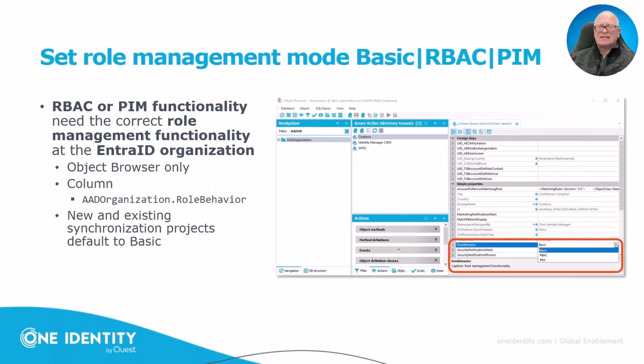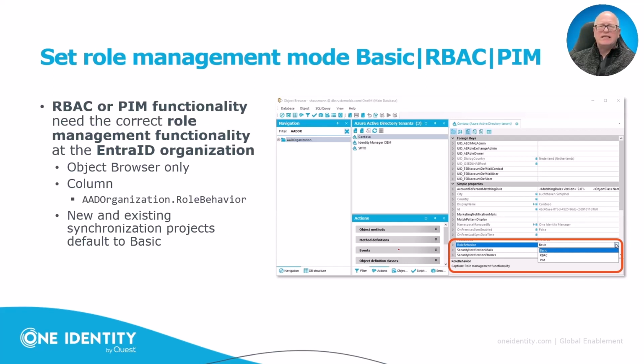So the last thing that is manually to be done is, of course, on the Entra ID organization, that is something that is stored in Identity Manager. In table AADOrganization, there is a flag, role behavior, which is a field. You can see that again on the right-hand side in the picture. And there is a drop-down available. There is a list of values available, and this list of values covers at the end the basic RBAC feature, or of course the PIM feature.